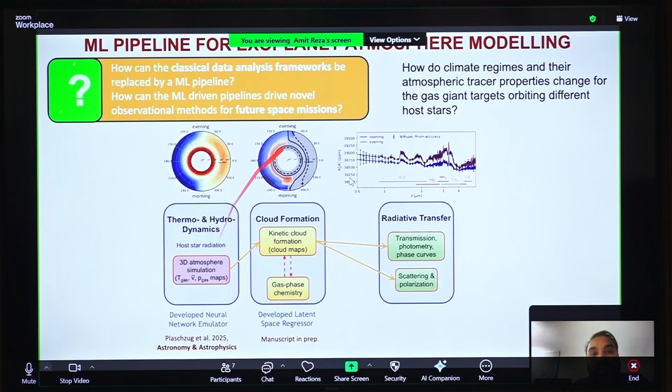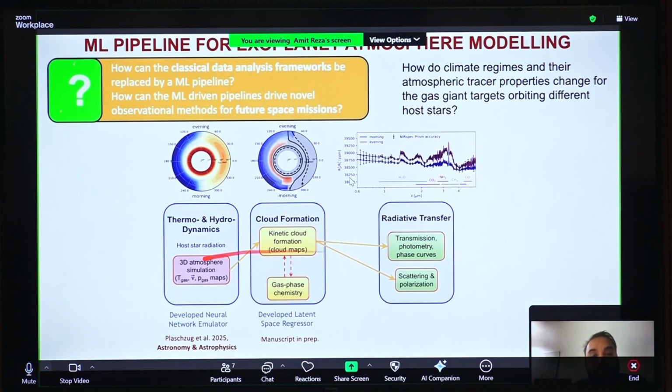So practically, when we're talking about exoplanet atmosphere modeling, we have to do a classical setup. We have a lot of different components, and the main three are thermohydrodynamics, which is the 3D atmosphere simulation, where you want to see the temperature difference between the evening and the morning terminator, then the cloud formation for the same kind of setup, and then the radiative transfer.